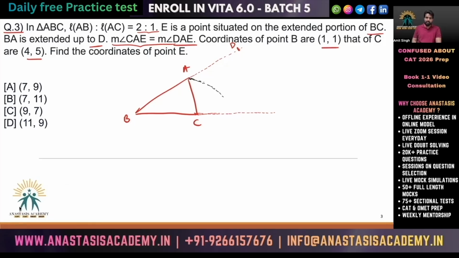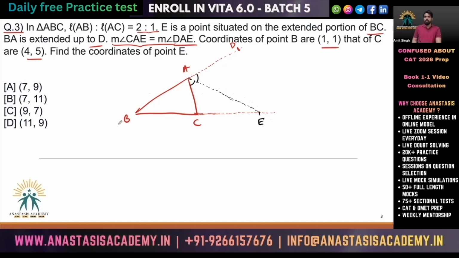Okay, so let me just make it a little neater. So this is the angle bisector, right? And it cuts BC at E. That is why angle CAE, this angle, is equal to angle DAE, that is this angle, correct? So we have this figure. The ratio of the lengths of AB and AC is 2:1, right? If this length is 1 unit, this would be 2 units.